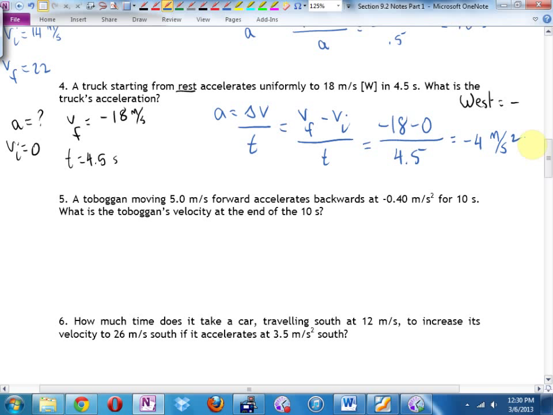Or if instead of saying negative, you wanted to give it a compass direction, this is why I wanted to be consistent, what would that negative direction tell us? Okay, or we could say 4 meters per second squared west. I'm not sure which one they'll do on the provincial. I'll probably do a little bit of each on your test in terms of multiple choice. Written, I don't care as long as you're consistent. I'll mark it either way.